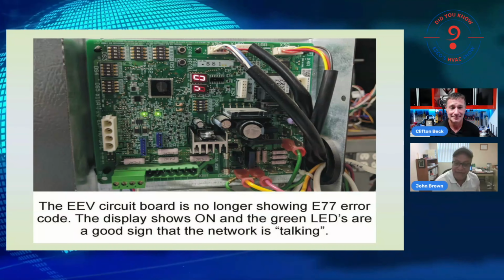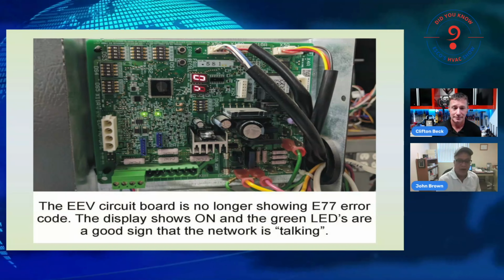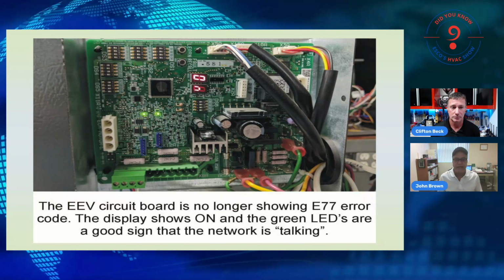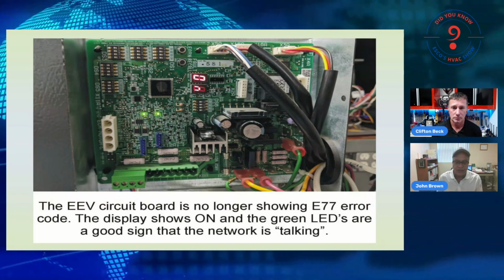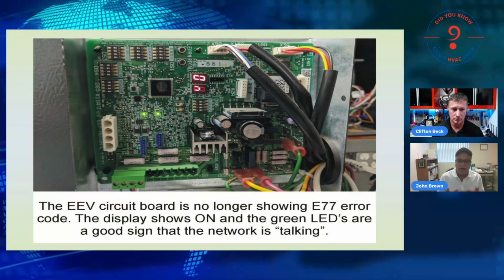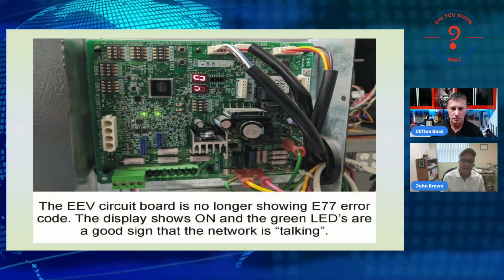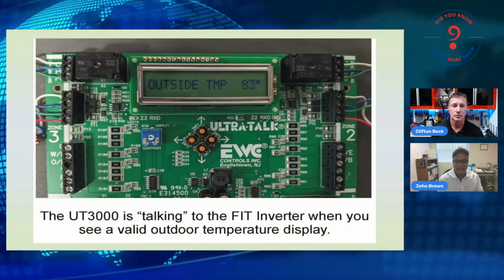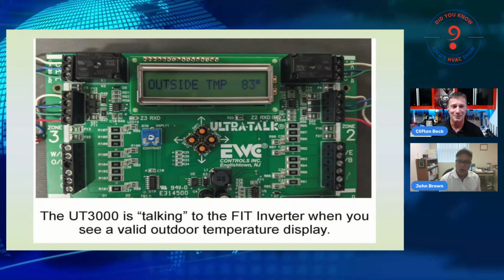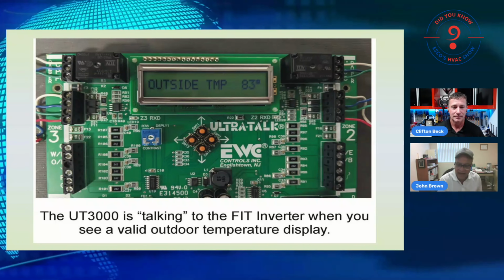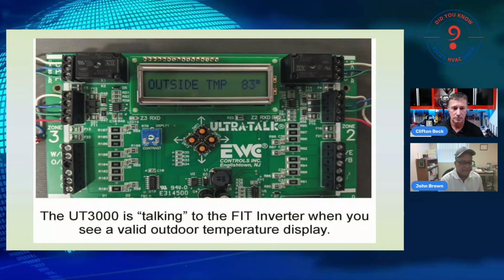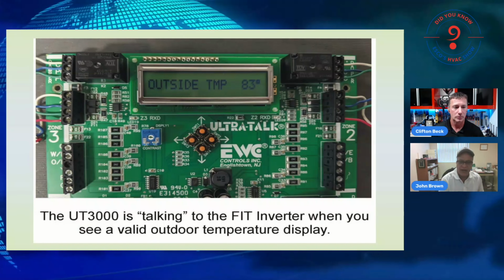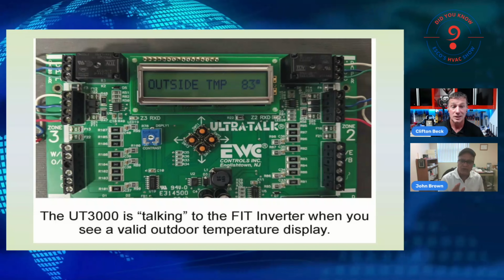Now here's the EEV board and it's displaying on, and this is a good sign. You see the COM LEDs, the two green COM LEDs are flashing. This is a good sign that the network is stable and talking. E77 is gone, thank goodness. The zone board is showing a valid outdoor temperature. This is all a good sign that the network is now talking.